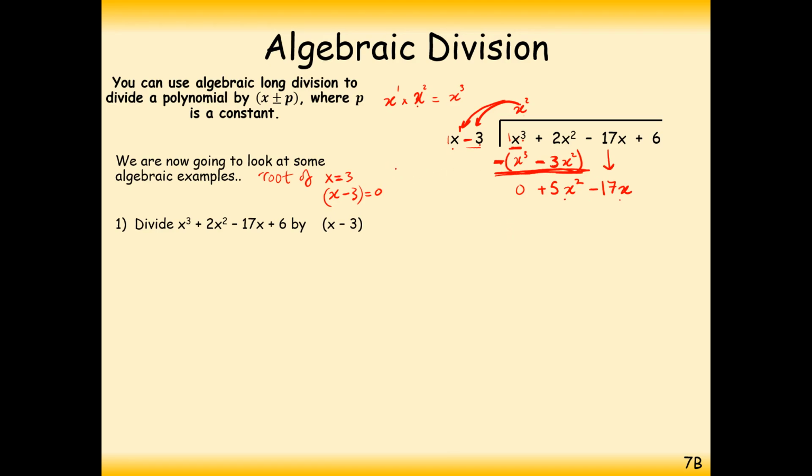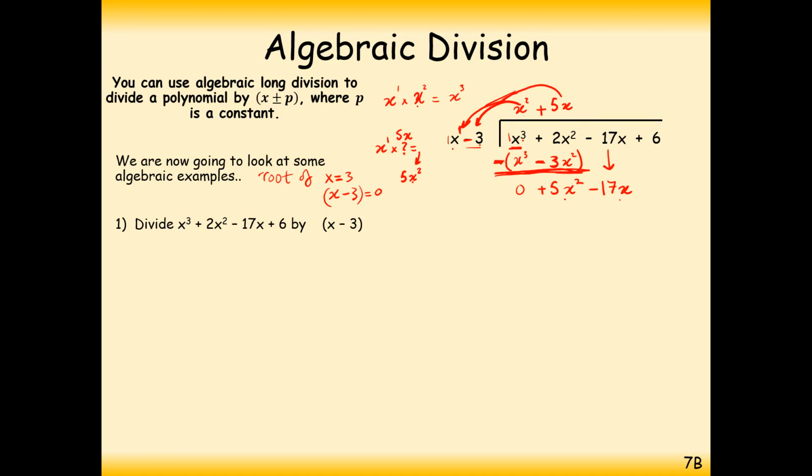So I ask myself, I have 5x squared, right? And over here I have x to the power of 1. So x to the power of 1 times what will give me 5x squared? I need to have a 5 and an x. So here I need to multiply by 5x. So I write positive 5x here, and I multiply this 5x by these two terms again.